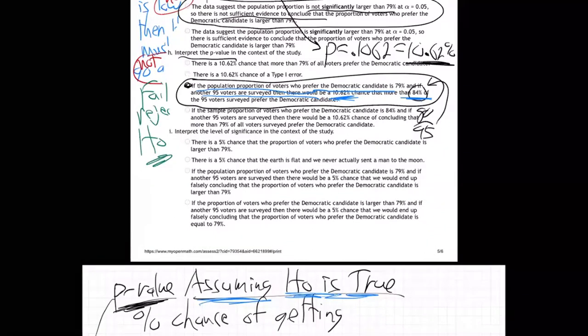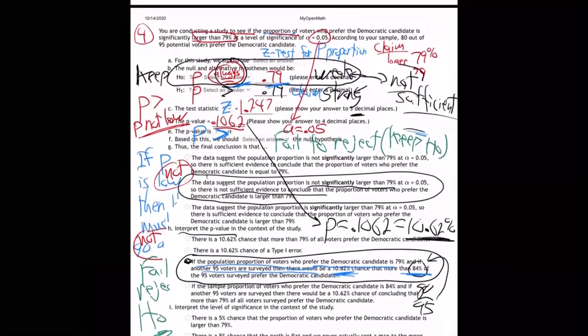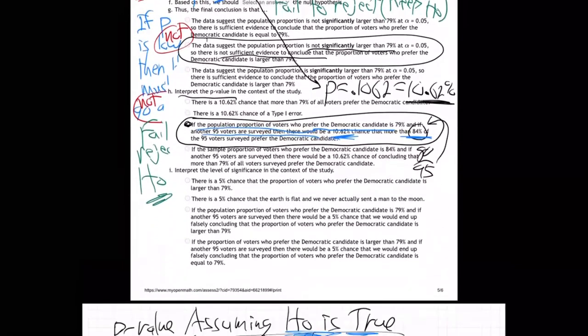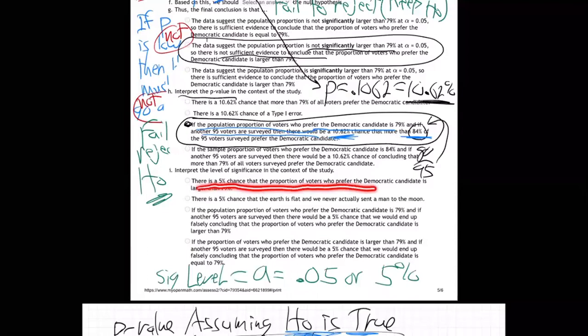So, in the context of the study, there is a 5%. What's the level of significance? That's the alpha level. So that's right up here. That's the alpha 0.05. Significance level is the alpha, is the 0.05 or 5% on mine. So what are they saying? There's a 5% chance that the proportion of voters who prefer the candidate is, no, there's a 5% chance that the earth is flat.